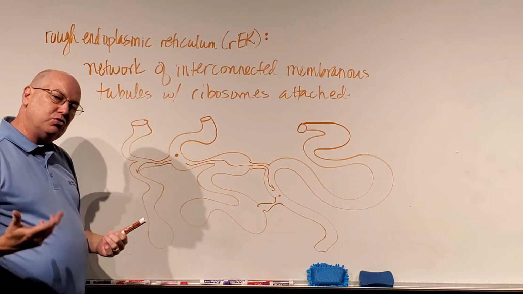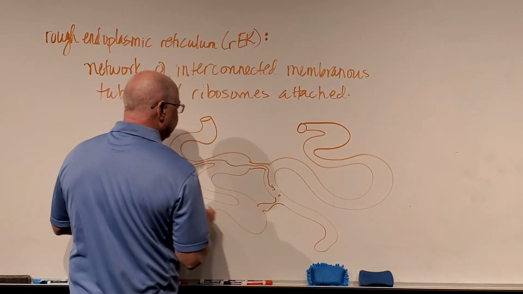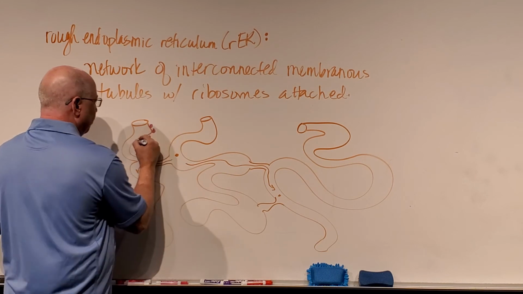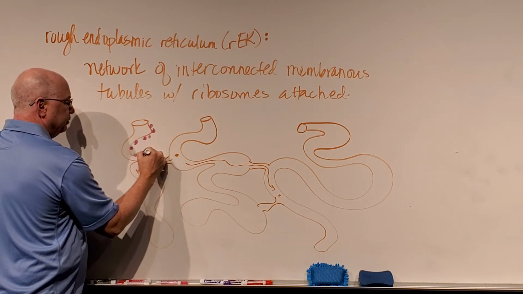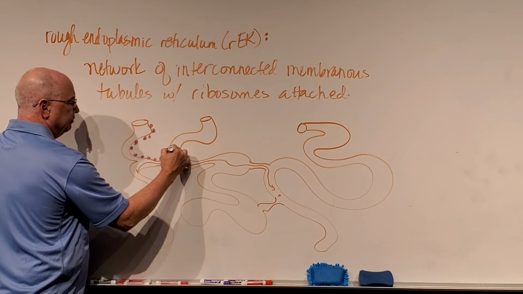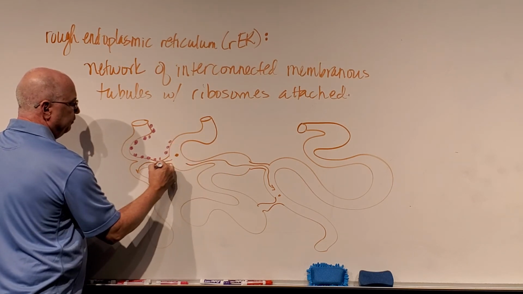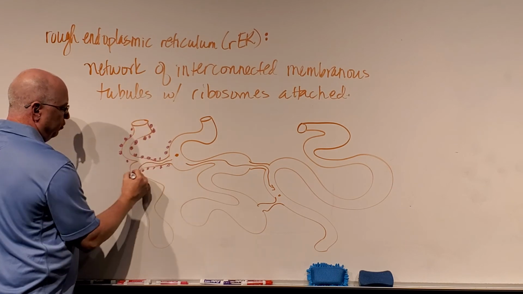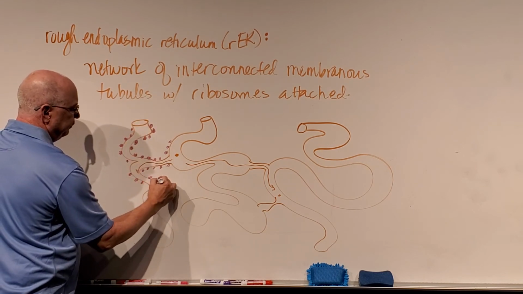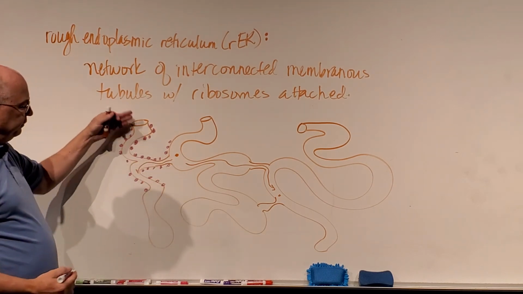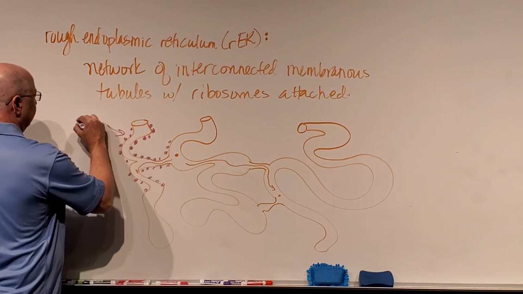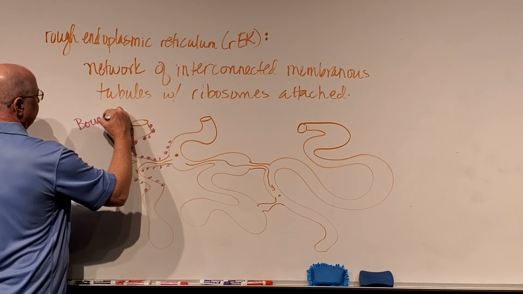What makes it look rough is that on the surface of it, there's all these little bumps. When we look under an electron microscope, scientists saw all these little bumps all over the surface of part of the endoplasmic reticulum. And because it looked rather rough or bumpy on the surface, they called it rough endoplasmic reticulum. It turns out that those little bumps are simply bound ribosomes.